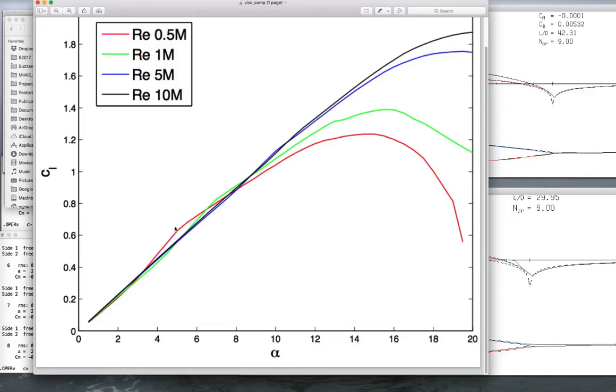And what we're seeing here is a convergence in terms of Reynolds number. As we go from 1 to 5 million, at lower angles of attack, the lift coefficient is relatively insensitive to the Reynolds number. If we get to very small Reynolds numbers, then we start to see a sensitivity, and if we were to drop the Reynolds number any more, this would deviate further.